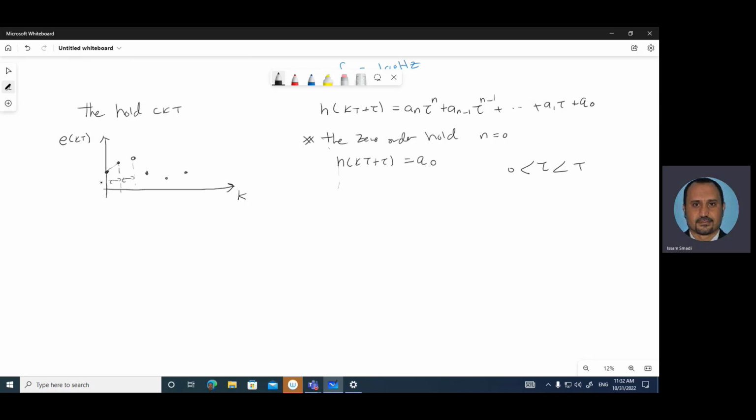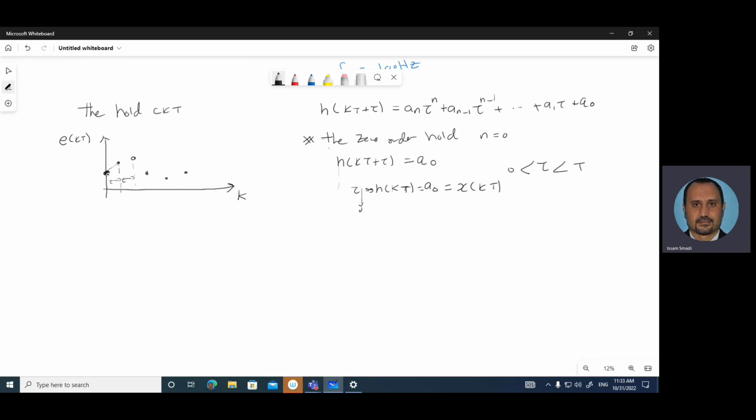Okay, so now at tau equal to 0, h of k tau is equal to what? When tau is equal to 0, h of kT is equal to A0, correct? And this will equal x of kT. Why? The value at the sample, I know, yes? Now, between tau greater than 0 and less than T capital, I'm fixing the value.